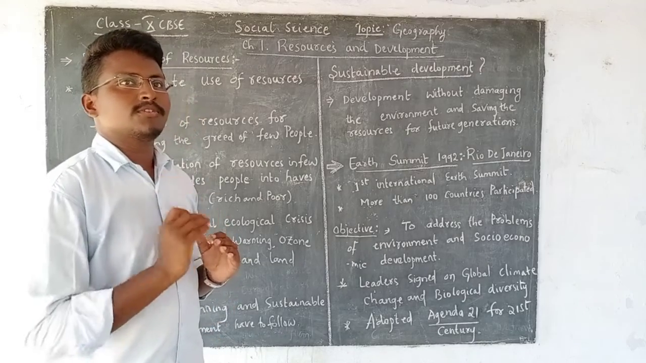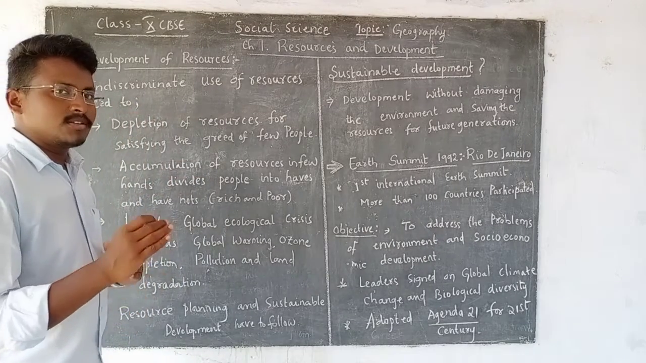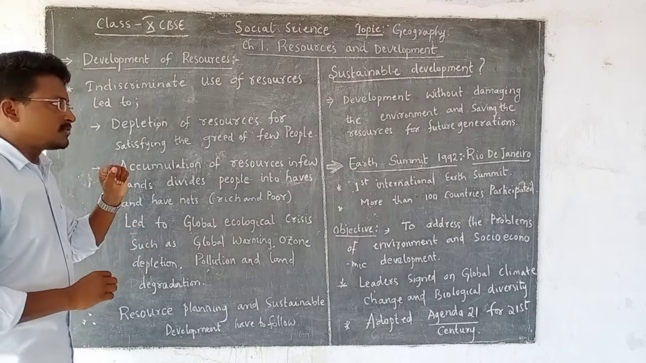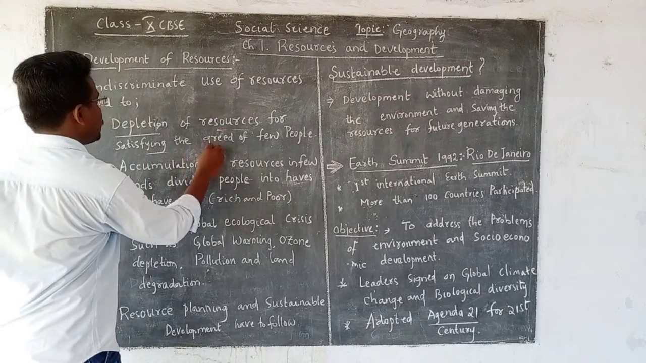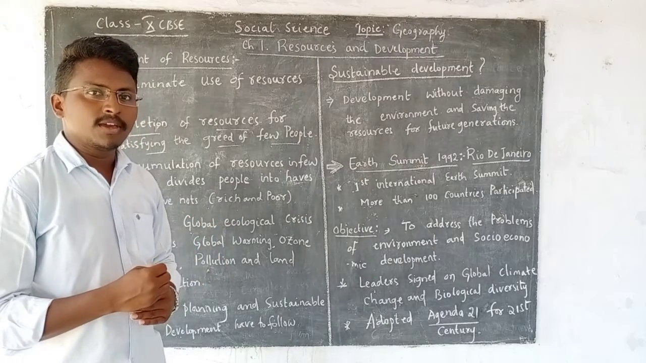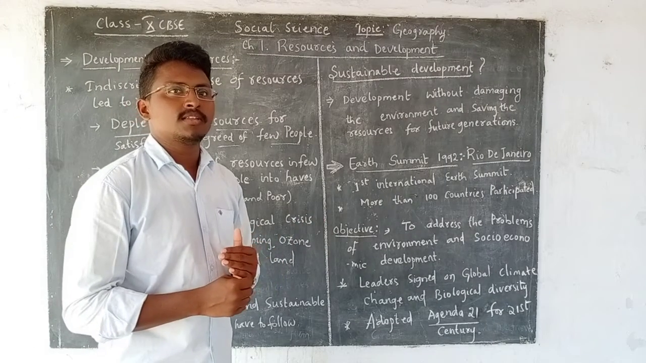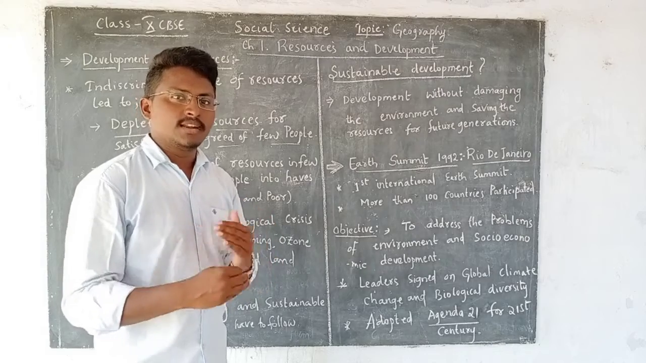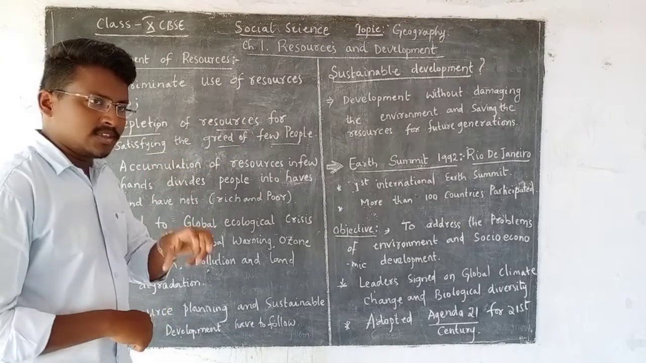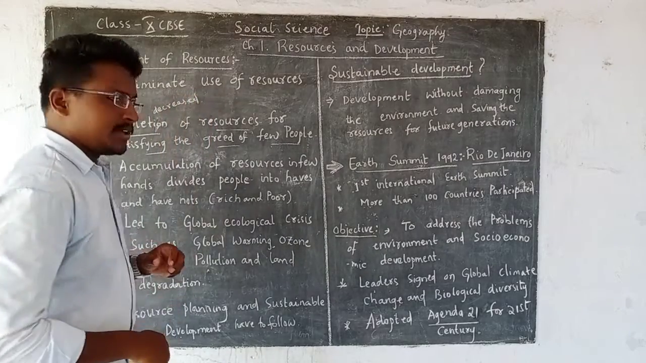And because of this overuse of resources, there are certain problems we are facing in the present day. So what are these problems which we are facing because of indiscriminate use of resources? The first and foremost consequence is depletion of resources for satisfying the greed of a few individuals. Depletion of resources means the resources are getting reduced day by day. Why? Because very few people in the society have total control over these resources. And in order to grow richer and richer, these people started extracting more and more resources. Because of this, the resources are getting depleted day by day.